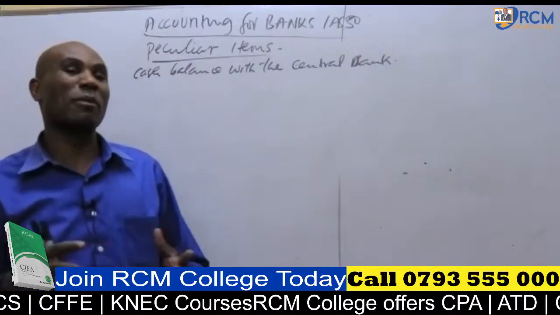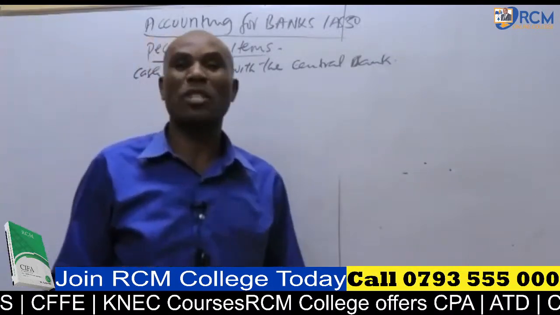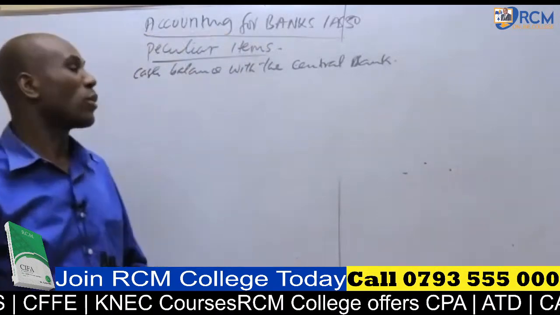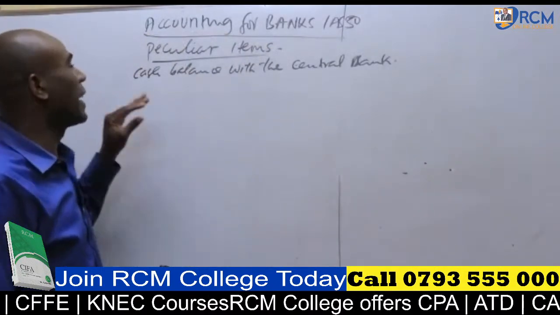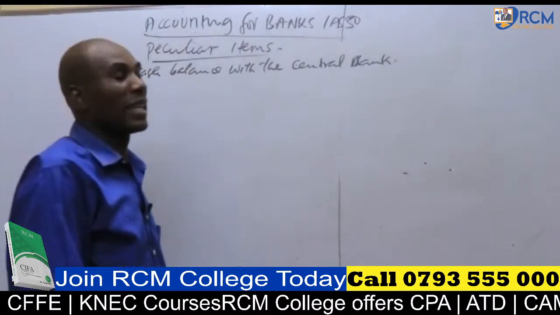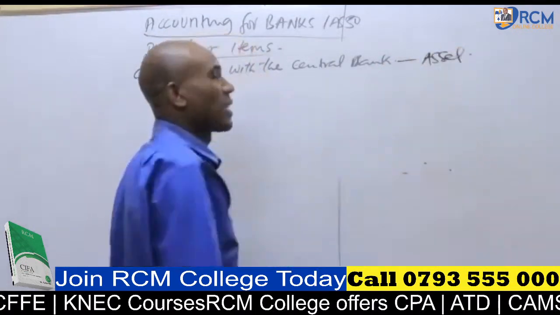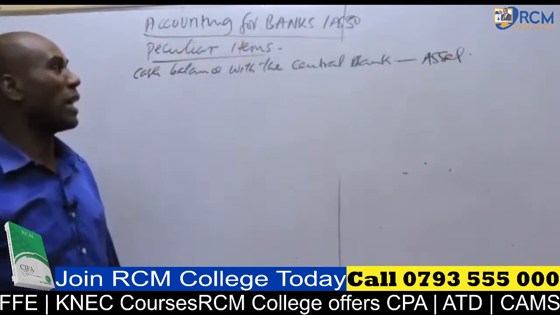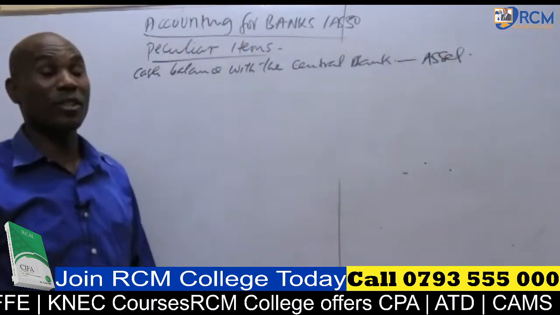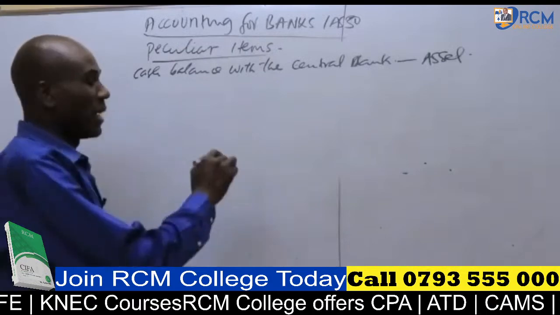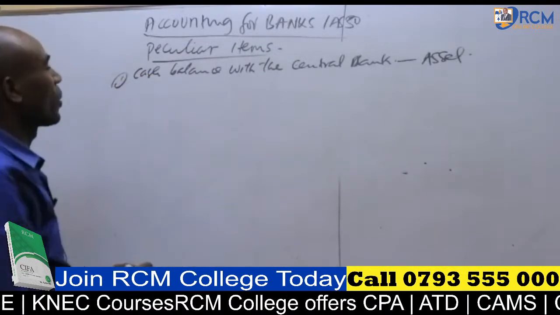A bank will be required to keep at least 7% or 10% of deposits with the central bank. Therefore, any cash balance with the central bank is an asset to a bank. Any money you keep with a central bank is an asset. That is peculiar item number one.